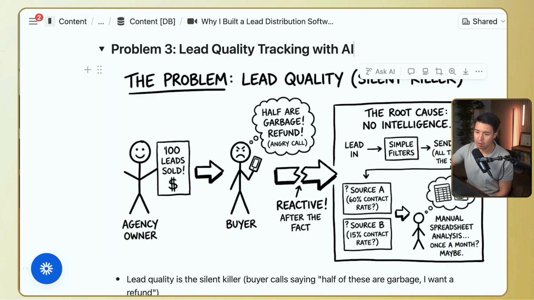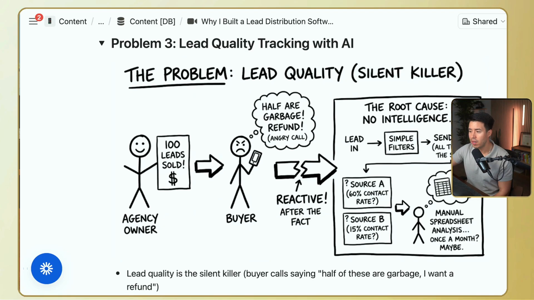So the agency owner has 100 leads that they sold, half are garbage. The buyer wants a refund. They're angry, right? So they're not going to buy leads. They're going to cancel with you. The root cause is that you don't have a way to track lead quality in real time. So the lead comes in, you have some filters, they get sent out, but how can I see the lead quality from my supplier A versus my supplier B, right?